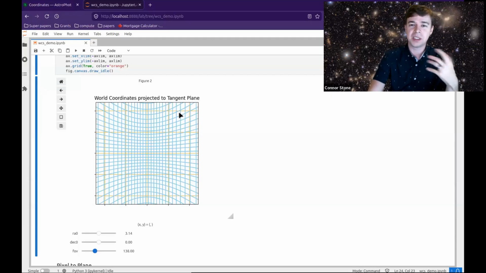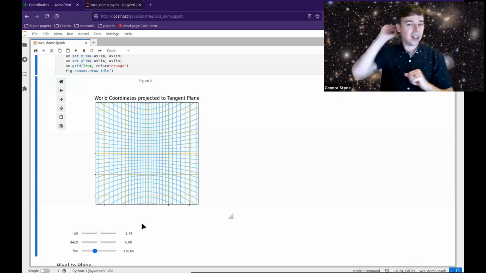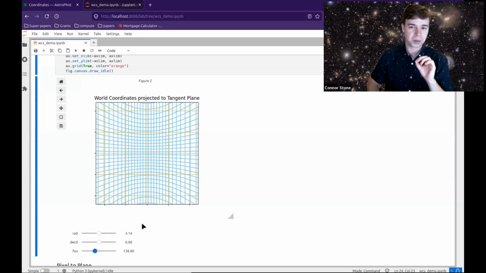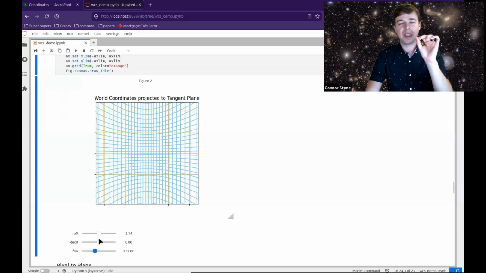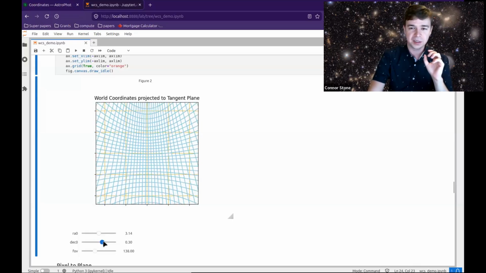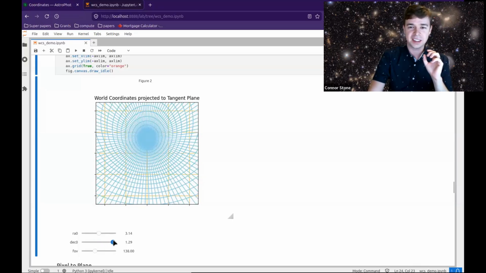But if you have a small image, it's really, really easy to compute and a very accurate representation of the world coordinates. There's another thing that can happen, which is why you really, really don't want to use world coordinates: what if your reference point where you pointed your telescope is near the poles? Well, then it gets really nasty.